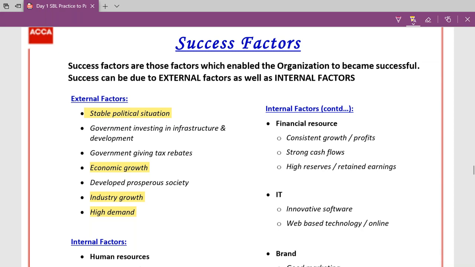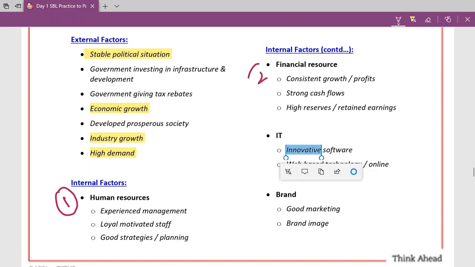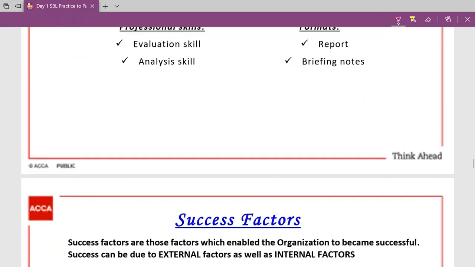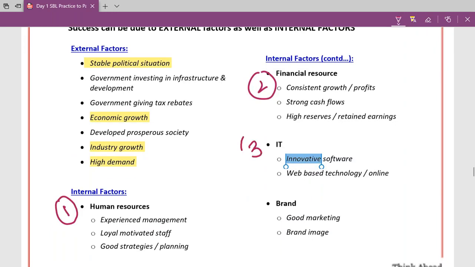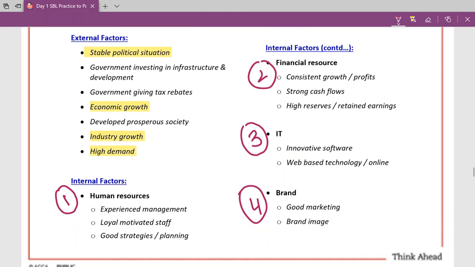Now there can be internal factors as well, due to which companies can be successful. When we talk about internal factors, please remember 4 things. I repeat, whenever we talk about internal factors, please remember 4 things. Number 1, human resource. Number 2, financial resource. Number 3, IT. And number 4, brand. You guys need to memorize these 4 things. Whenever we talk about internal resources, immediately 4 things should come to your mind.